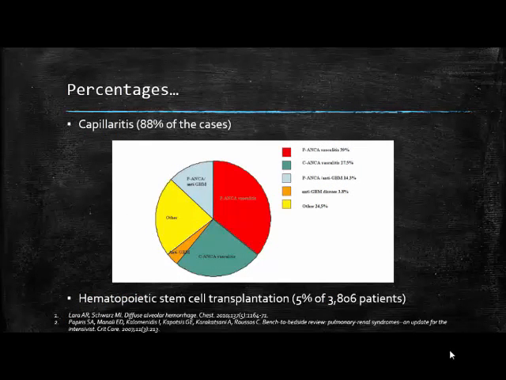So as I said, pulmonary capillaritis is the most common cause for diffuse alveolar hemorrhage, and it happens in 88% of the cases. This is a pie chart showing the percentage of the patients who have DAH who end up being admitted to the intensive care unit, with P-ANCA vasculitis being the highest percentage of those patients. Hematopoietic stem cell transplant patients are a small percentage, but this population is really important to recognize too. It occurs in 5% of around 4,000 patients.